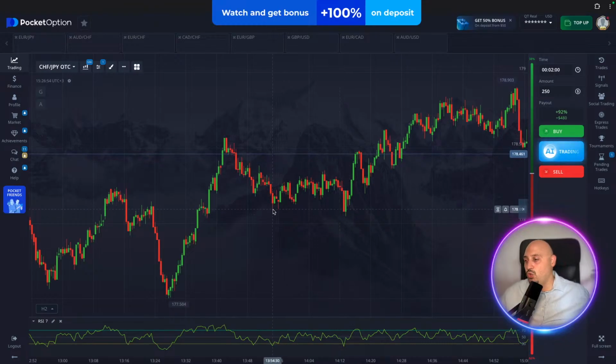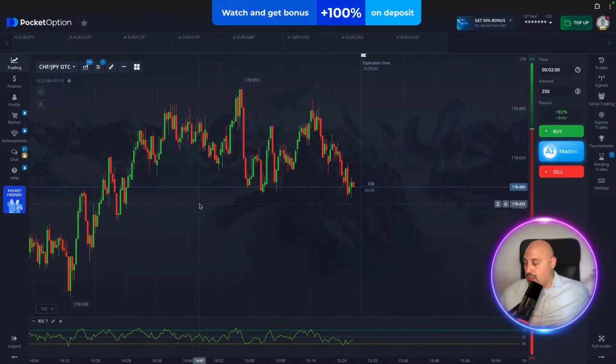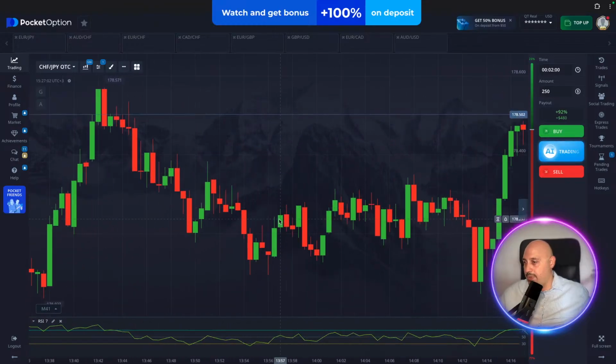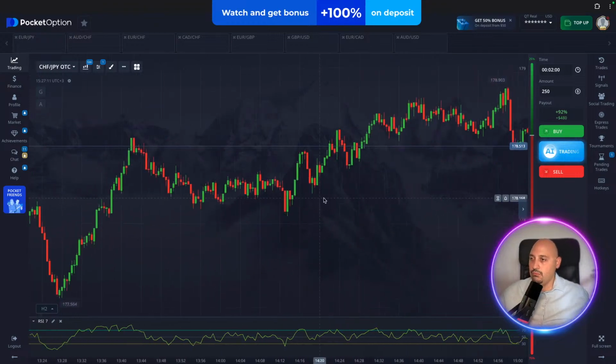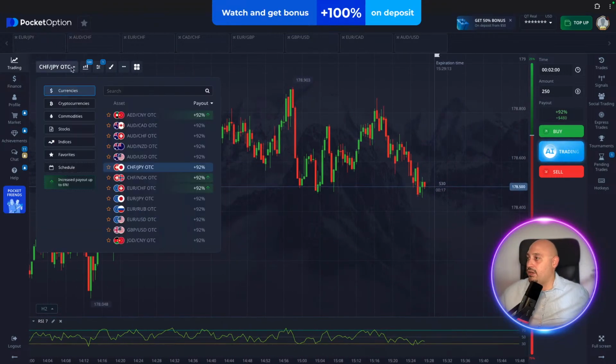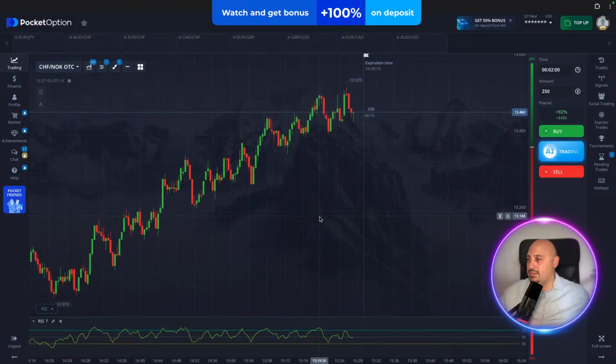But it doesn't mean that you wouldn't have made profit here as well, because if I've opened here on the red one, that means 30 seconds. If I had opened on this bullish green candle, that means 30 seconds, 1 minute, 1 minute 30, 2 minutes, I would have still made a profit right over here as well. So let's try to find another best example.